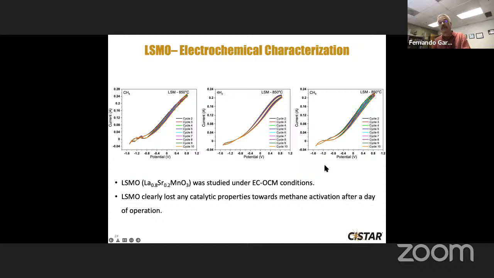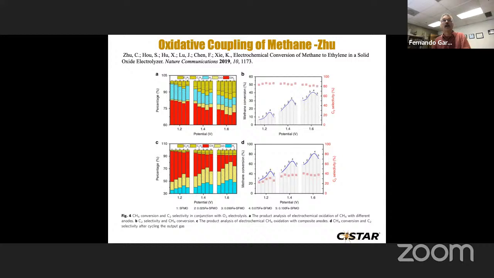Now in 2019, a Chinese group published a paper which caused quite a stir, showing very efficient electrochemical conversion of methane to ethylene in a solid oxide electrolyzer. They showed high selectivities using a strontium iron manganese oxide catalyst, which is abbreviated as SFMO here. We decided to investigate this because, at the right polarization, they were showing high degrees of C2 selectivity.